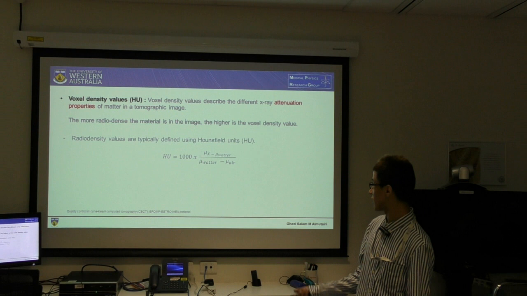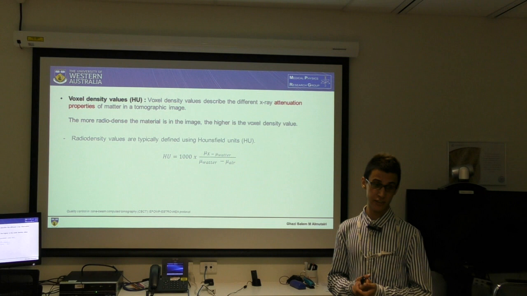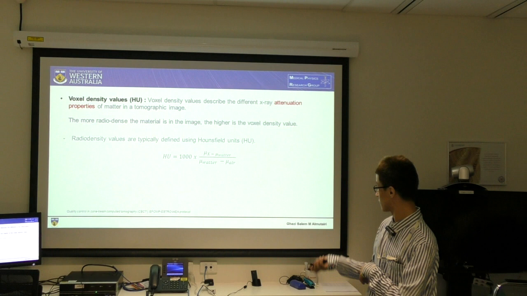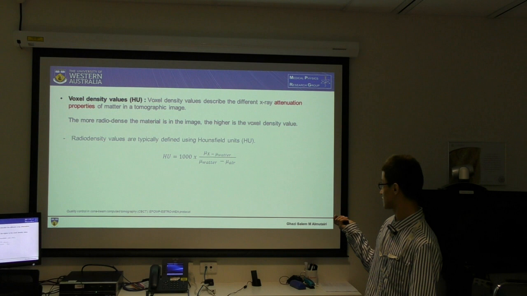Hounsfield units are related to the linear attenuation coefficient of the material. By knowing the Hounsfield units of water and air, we can find the Hounsfield unit of the material of interest by the following formula. Mu x is the linear attenuation coefficient of the material of interest, and we have the linear attenuation coefficients of water and air.